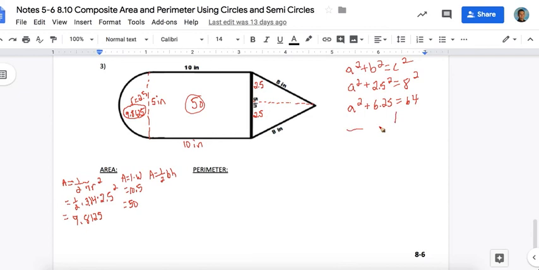Now, I can circle my variable and draw my t. We're going to subtract 6.25 from both sides so we can get a squared by itself. 64 minus 6.25 is 57.75. And now to get rid of the squared, I have to take the square root. So that means that a is 7.6.